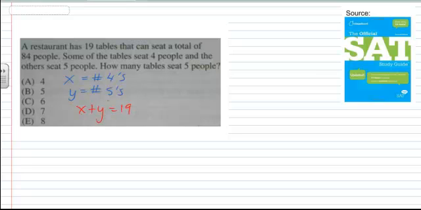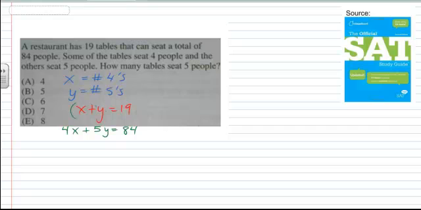The next sentence might add up to 84 because they're telling us that there are 84 people. If we wanted to add up the total number of people, we can take the number of tables that seat 4, which is x, times 4, which is the number of people at those tables, plus the number of tables that seat 5, which is y, times the number of people at those tables, which is 5. So 4x plus 5y equals 84.